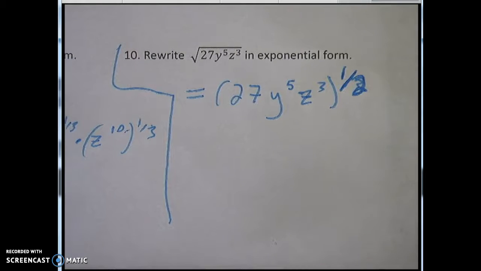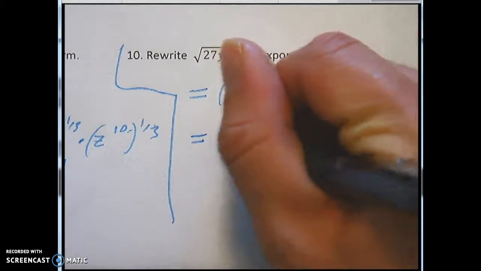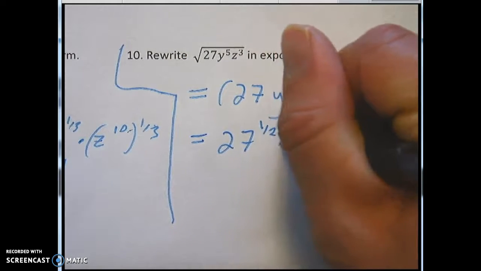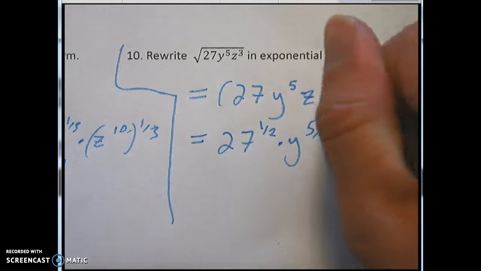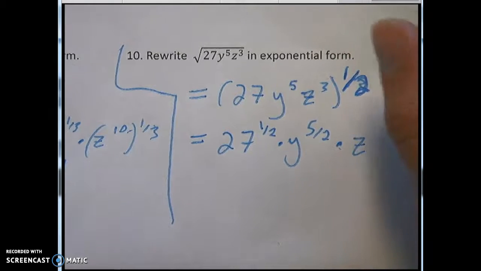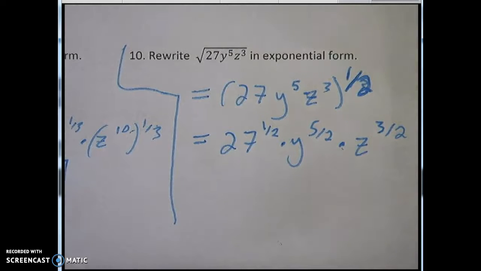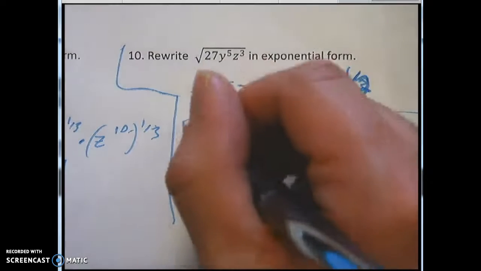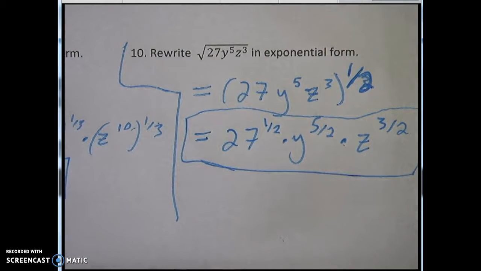So we'll want to distribute that 1/2 power. And when we do that, we'll get 27 to the 1/2 power times y to the 5/2 power times z to the 3/2 power. Because 5 times 1/2 is 5/2, 3 times 1/2 is 3/2. And you can just keep it just like that. Now if it said extract all the roots, then you would want to do something with this 5/2 and that 3/2. But it didn't ask us to do that, though it will ask us to do that on a later problem.